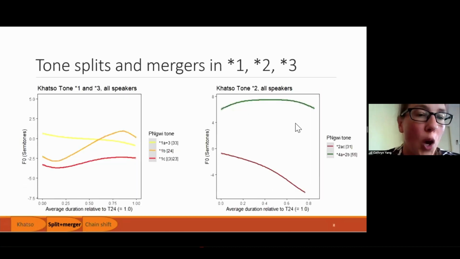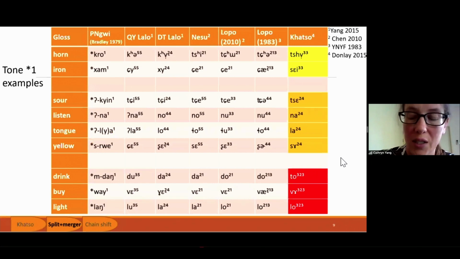So let's go back and look at what these tones sound like today. The left diagram shows Khatso tone reflexes of historic tone categories 1 and 3. And just to remind you, tone 1 was high, but now we see it either as mid-rising, low-rising, or mid-level, merging with tone 3. And tone 2 has retained its low tone value after aspirated and voiced initial consonants, but after voiceless unaspirated and glottalized sonorants, we see it jumping up into the upper pitch range. And this jump up into the upper pitch range results in a partial tone merger with 4A, which I'm going to show you in a minute.